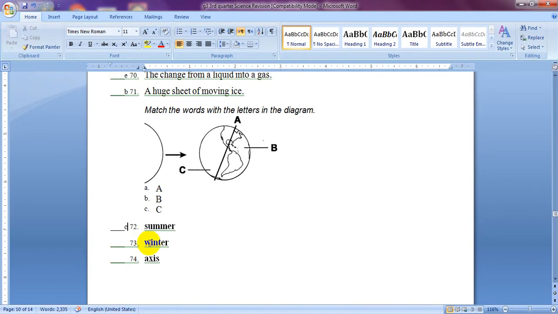What about winter? Of course, it will be the opposite side, the other side, because it doesn't get a lot of sunlight, so it will be cold. So winter will be letter B. What about axis? What is the meaning of axis? We said that axis is the imaginary line that passes through Earth and it is tilted. It is letter A.